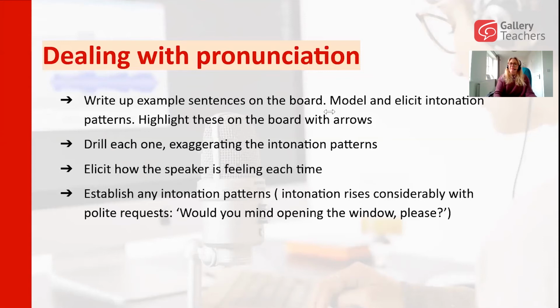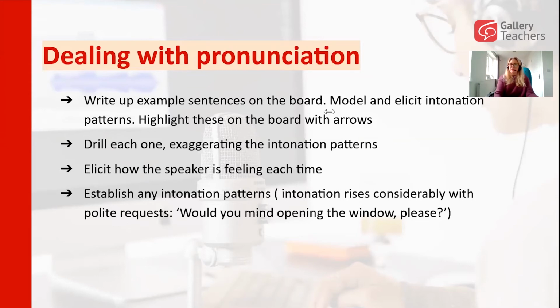Then I would get students to come up to the board, get them out of the seats, and say, "Okay, where's the intonation? Where does it rise and where does it fall in the sentence? Would you mind turning the music down, please?" Okay, versus turn the music down. You can see the intonation is very different.